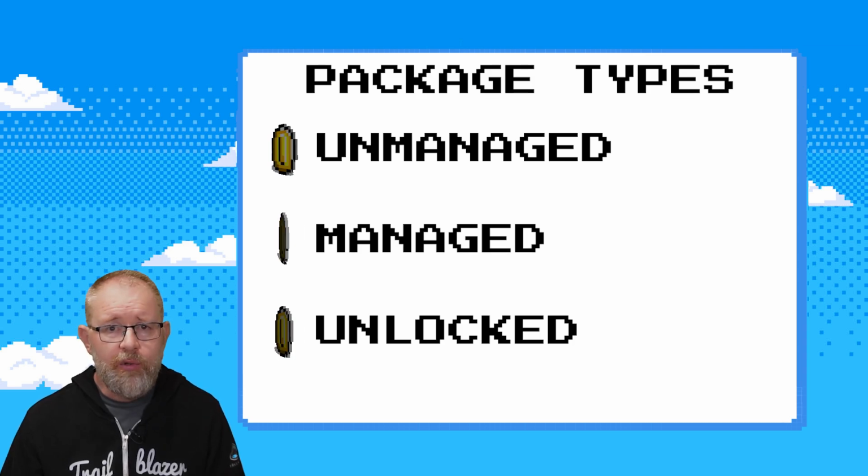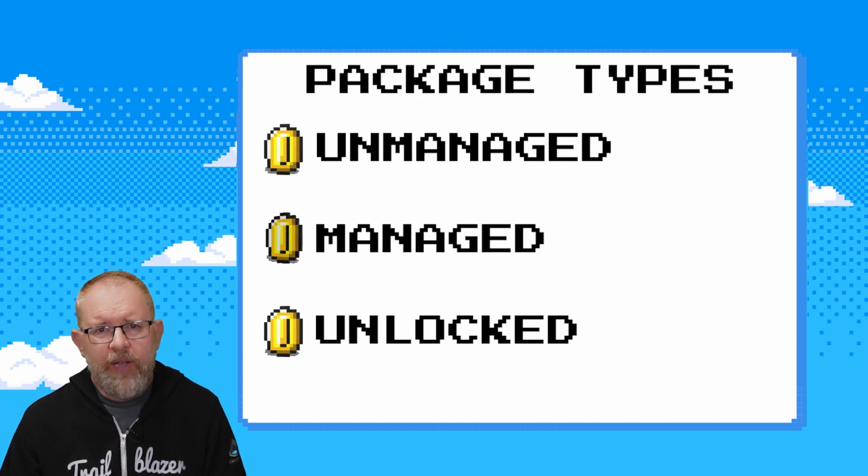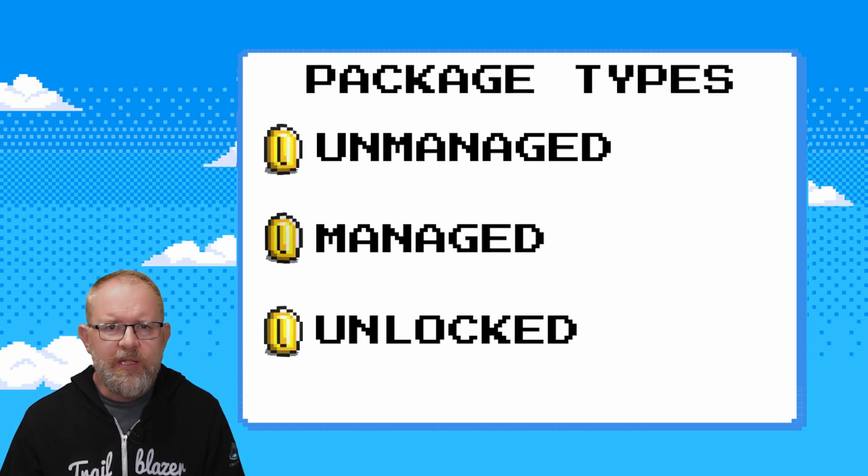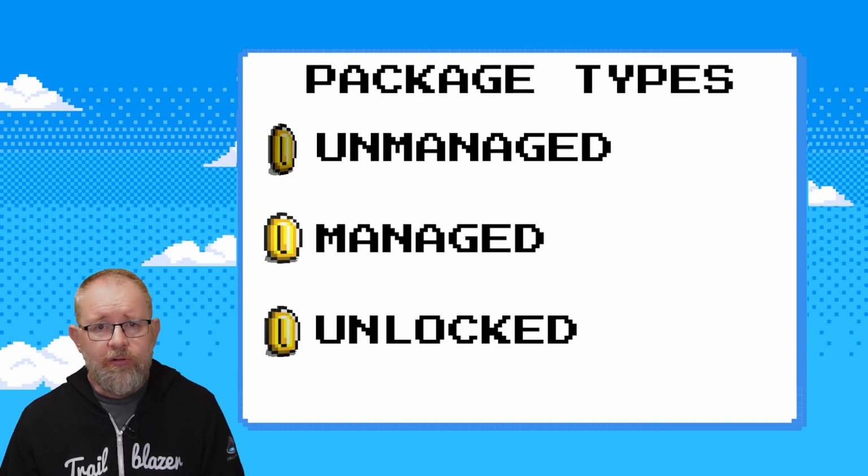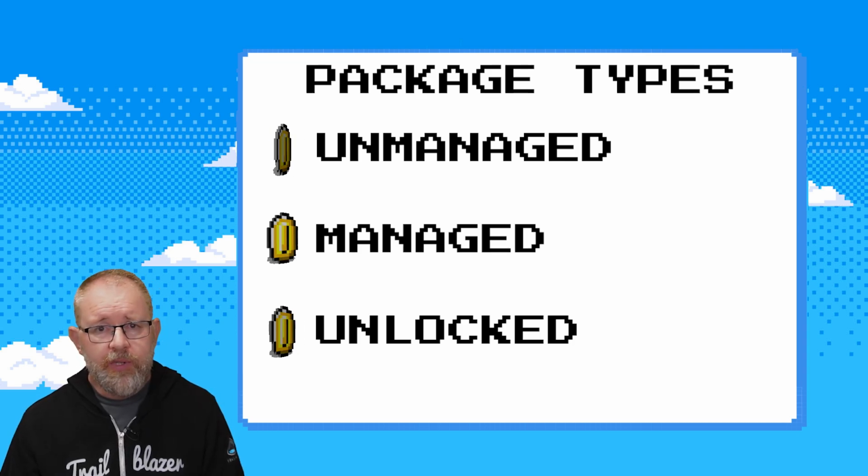Unlocked packages allow you to iterate faster by letting you make changes to components and redeploy them quickly. It's a much better fit for agile development teams that need to move fast and maintain that flexibility. They also integrate perfectly with version control systems like Git, making them ideal for a DevOps workflow.